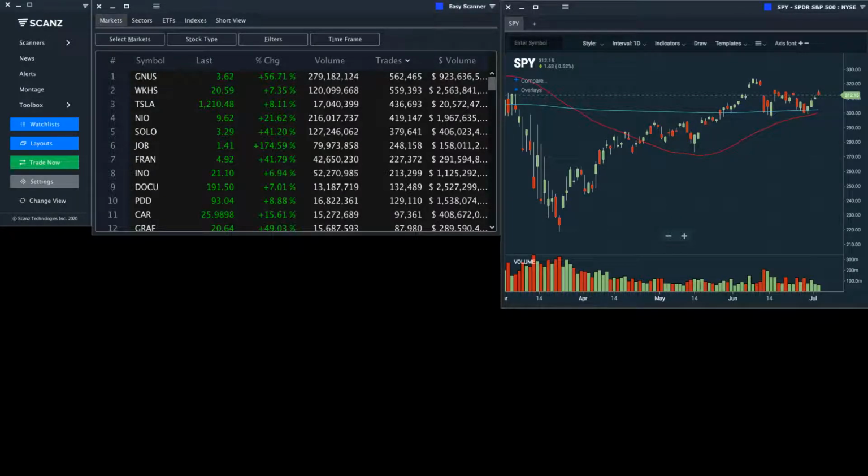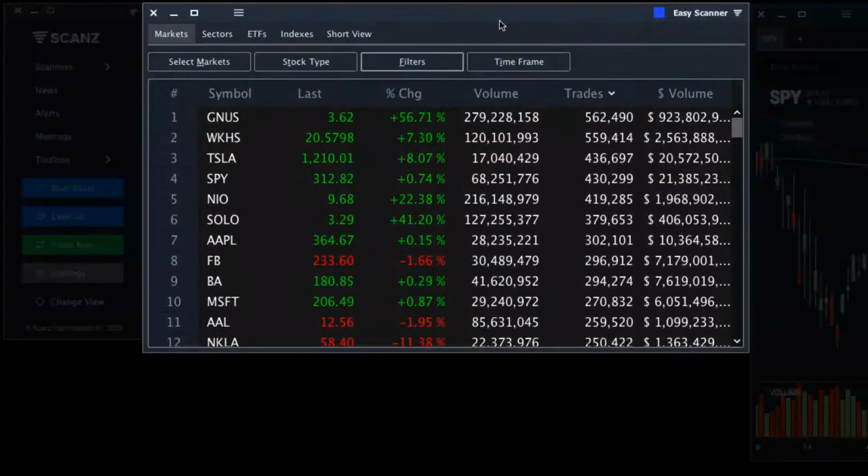To get started, let's look at a few of the top traders for today. I have my Easy Scanner window pulled up and I have the stocks sorted by the number of trades. This will help me find the most active stocks on the day, but you're welcome to sort these results however you'd like. You're also welcome to add your own filters. The goal here is to just find the setups you like, and you likely already have one in mind.